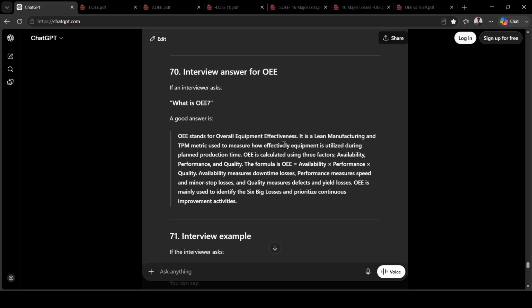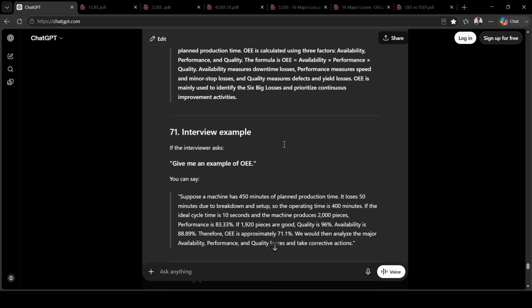The formula is OE equals availability times performance times quality. Availability measures downtime losses, performance measures speed and minor stop losses, and quality measures defects and yield losses. OE is mainly used to identify the six big losses and prioritize continuous improvement activities.